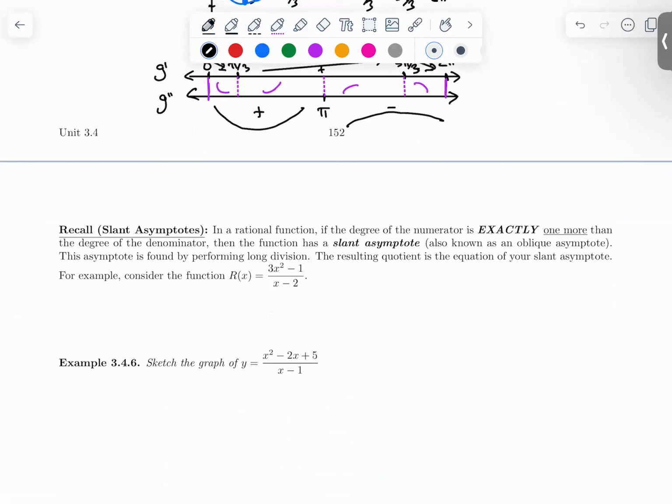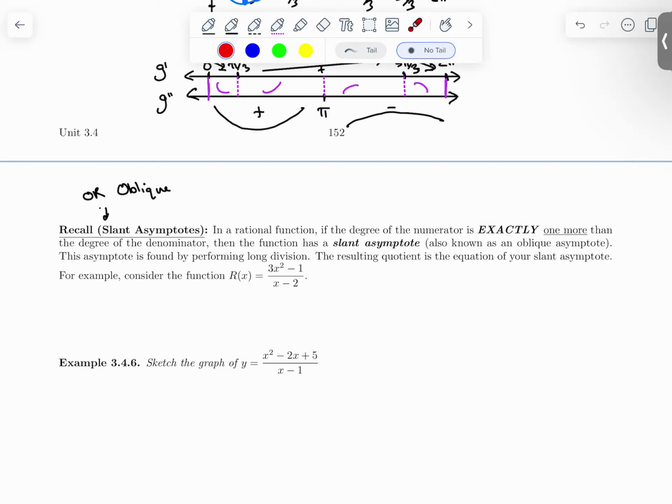Now we'll move on to the next one, which had to do with slant or oblique asymptotes. Some books call them slant asymptotes, others call it oblique. In a rational function, if the degree of the numerator is exactly one more than the degree of the denominator, so like numerator is the second power, denominator is the first power, that's one more, or maybe the third power and the second, or the 10th and the ninth, and so on and so forth, then you have a slant asymptote, and this asymptote is found by doing long division. The resulting quotient is the equation for the slant asymptote.